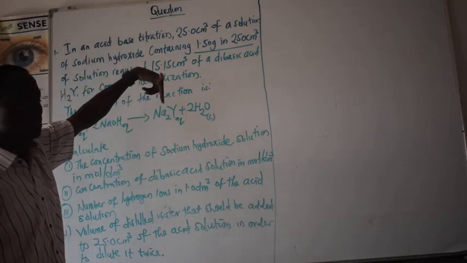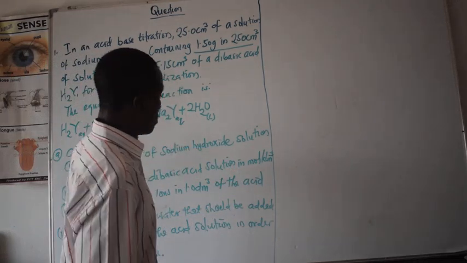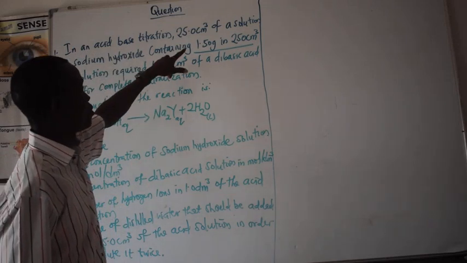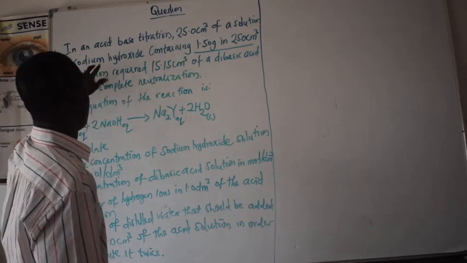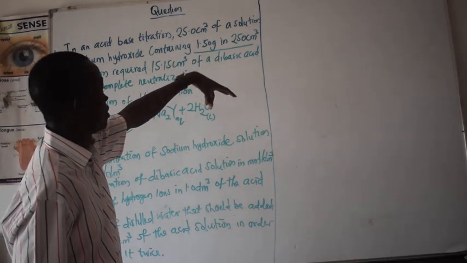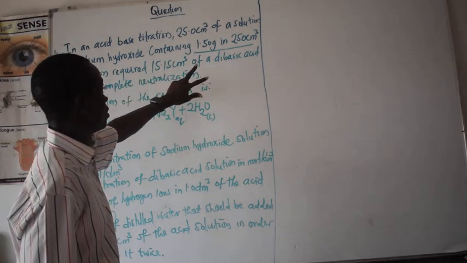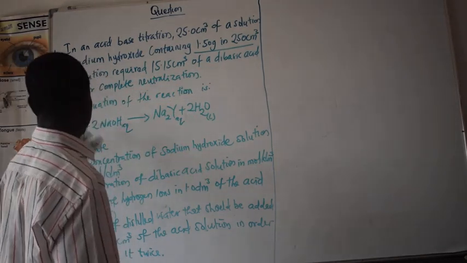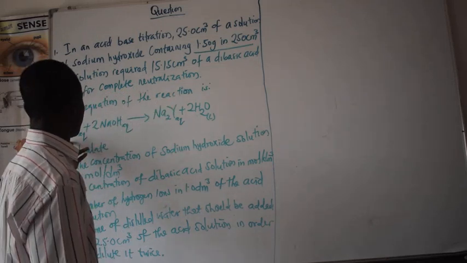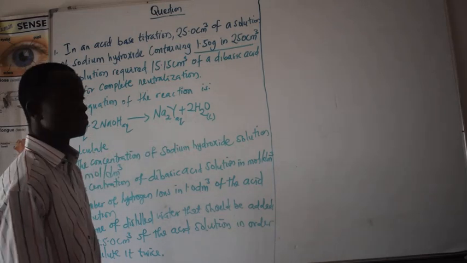The alternative to practical you just concluded, WAEC GCE Series 1 2024. The question says: in an acid-base titration, 25.0 cm³ of a solution of sodium hydroxide containing 1.50 gram in 250 cm³ of solution required 15.15 cm³ of a dibasic acid H2Y for complete neutralization. The equation of the reaction is given: H2Y plus 2NaOH gives Na2Y plus 2H2O.